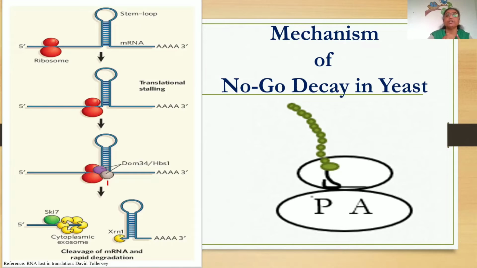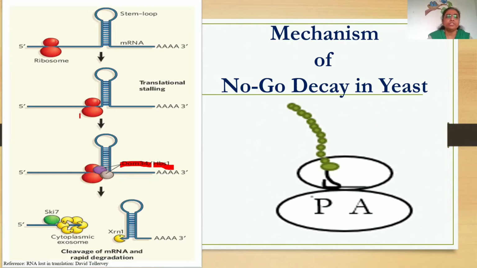During translational elongation, when ribosomes are stalled, the no-go decay pathway is triggered. To release this translational machinery and recycle the ribosomes, Dom34 and Hbs1 are used. These are the proteins involved in no-go decay in yeast: Dom34 and Hbs1.